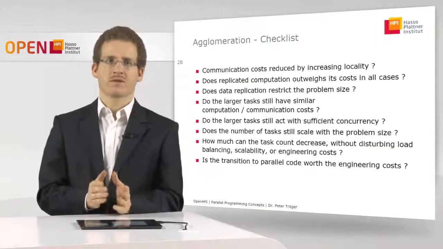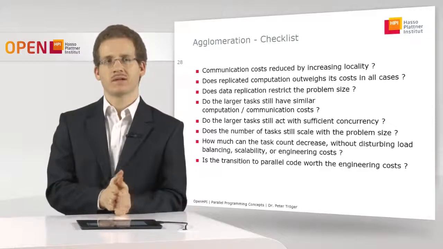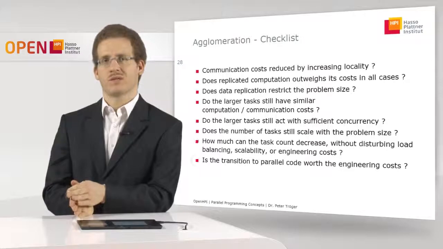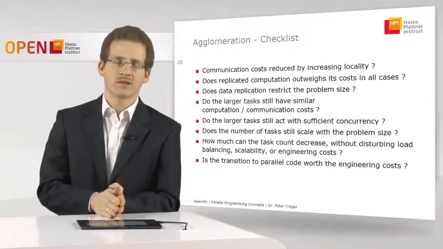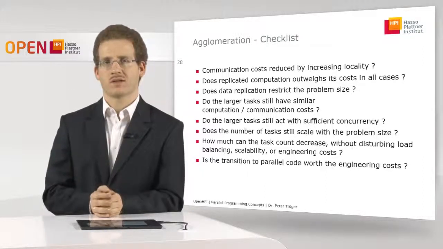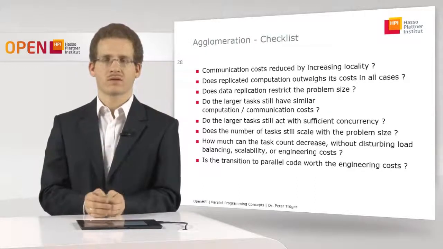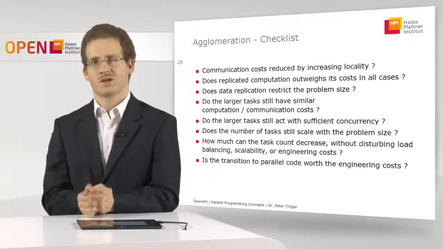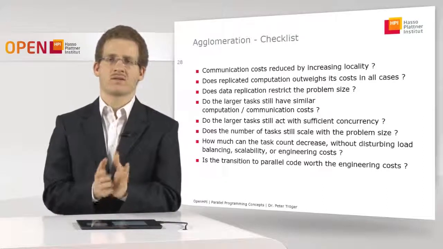The checklist for the agglomeration is, do we really have the granularity effect? So if we increase locality, if we make coarser grained tasks, do we really get reduced communication? When we do replicated computation, so we could, for example, instead of communicating and exchanging data, replicate some computation, does this outweigh the costs? A typical approach that works in GPUs, such as replicated computation, may not be feasible for another execution environment. And this is a decision we have to make here.